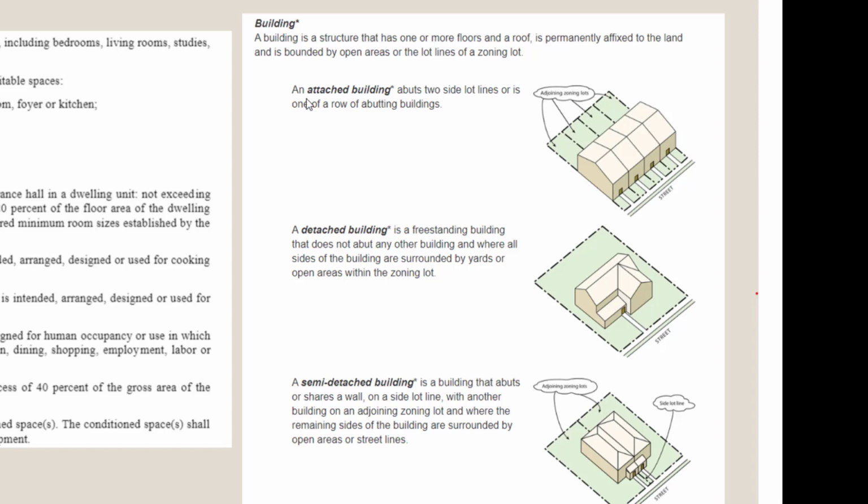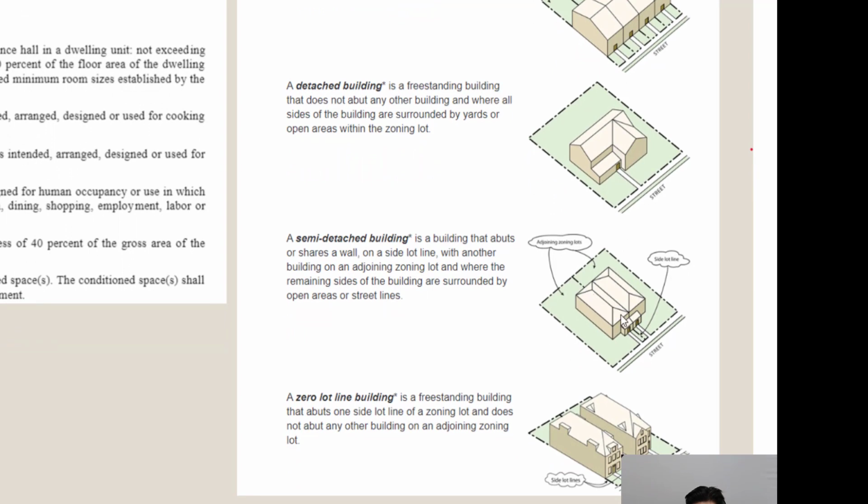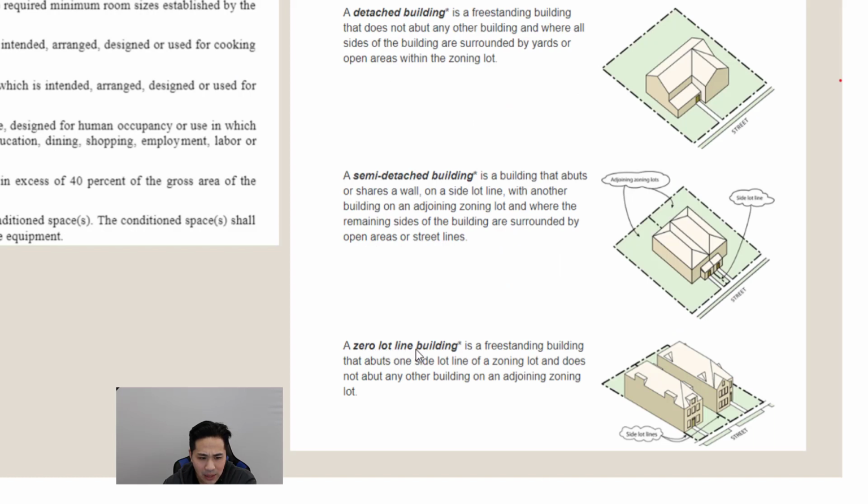So the first one is an attached building. These abut two side lot lines or is one of a row of abutting buildings, such as in this case here. Detached is when the building is completely separated on all four sides from the lot line. Semi-detached, it's only connected to one lot line out of the four sides of a building. You also have a zero lot line building, which basically abuts one side lot line of a zoning lot and does not abut any other building on an adjoining zoning lot.